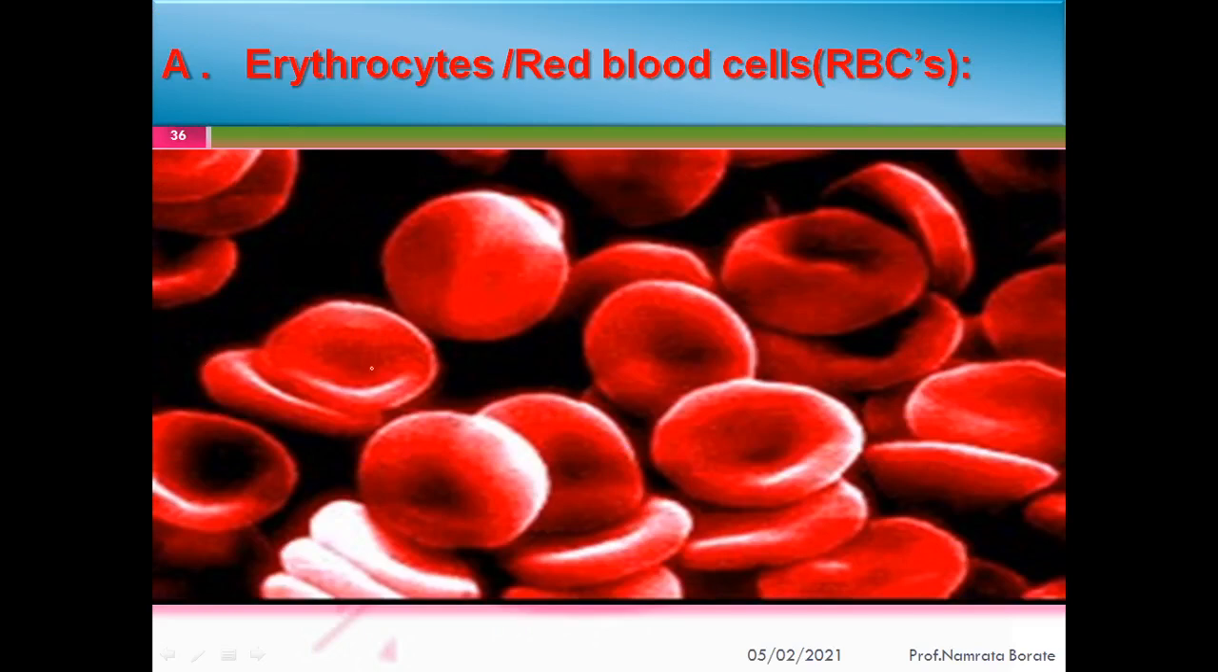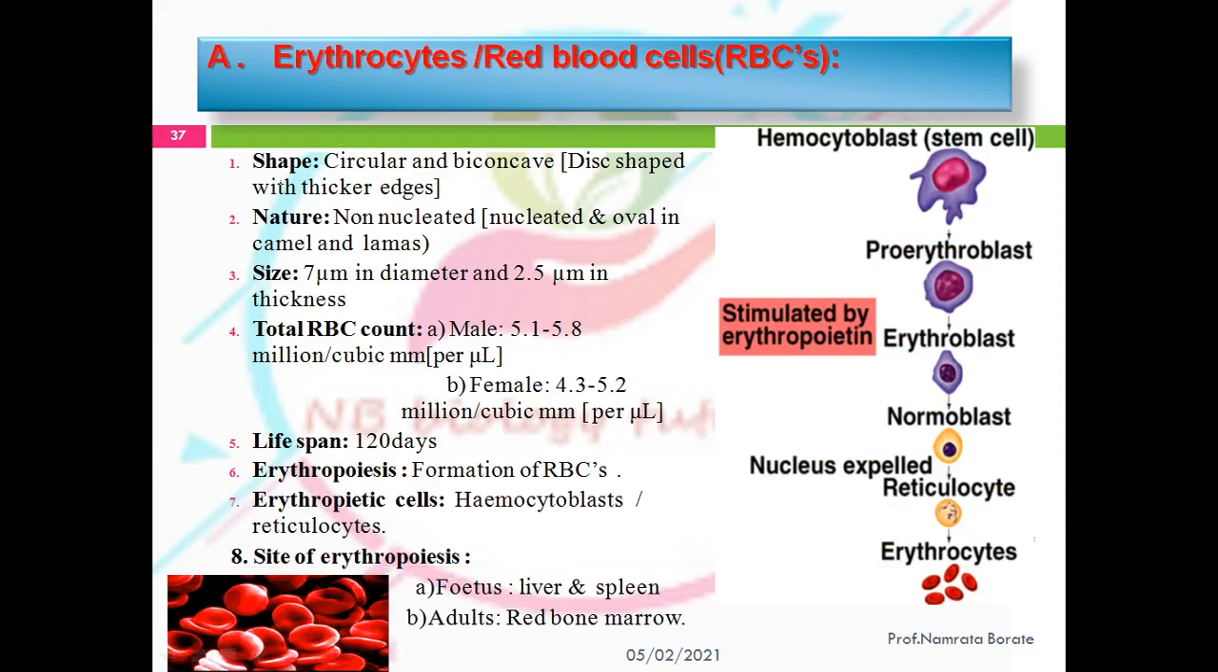So this image indicates the RBC, which is called the erythrocyte, meaning a red blood cell. First of all, we see the shape, nature, and various characteristics of the RBC. The shape of the RBC is somewhat circular, a biconcave disc shape with thick edges. It is non-nucleated, but in the case of camels and llamas, the nucleus is present. The newly formed RBC contains a nucleus, but when the RBC matures, the nucleus disappears.